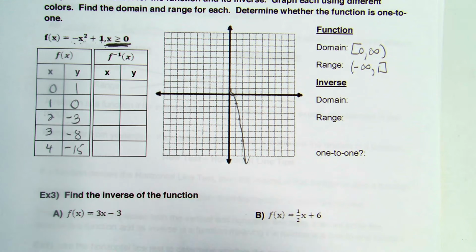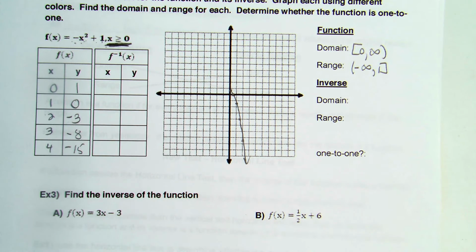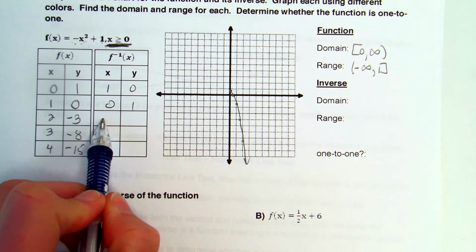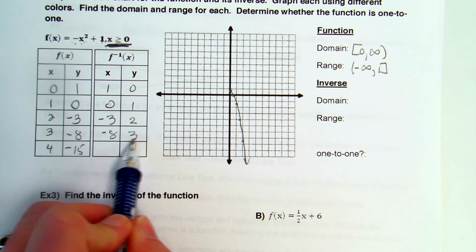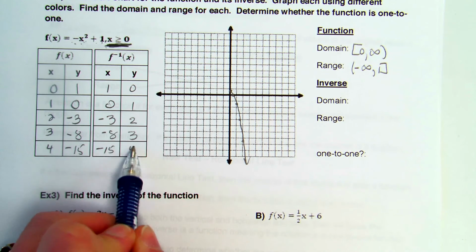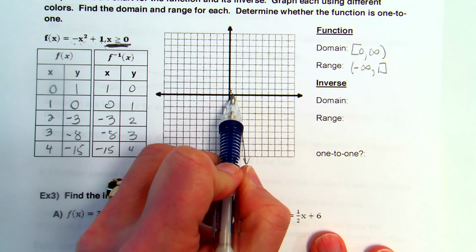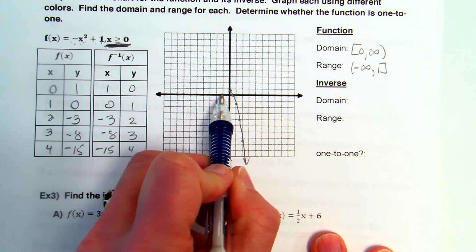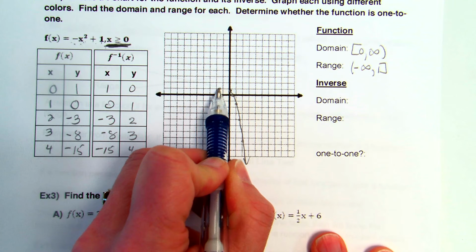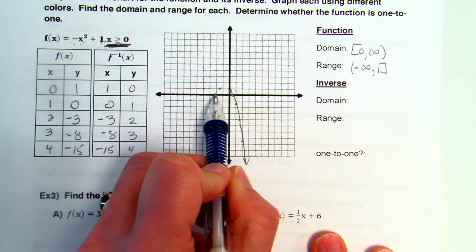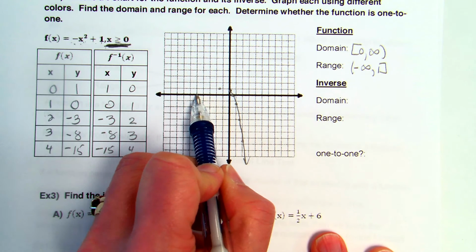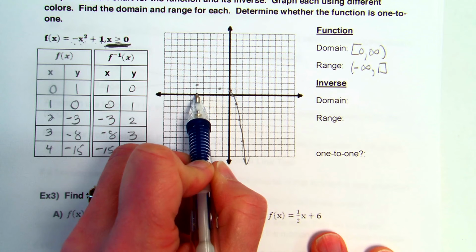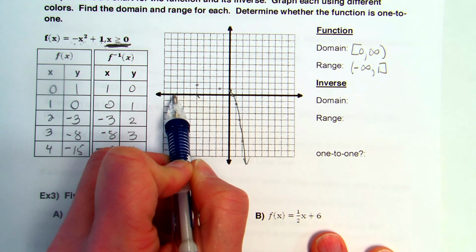All right, I'm going to come over here. I'm going to reverse my values. I'm going to swap the x's and y's. So I have 1, 0, 0, 1, negative 3, 2, negative 8, 3, and negative 15, 4. So I'm going over 1, up 0, over 0, up 1, over negative 3, up 2, over negative 8, 2, 4, 6, 8, up 3, and negative 15, here's negative 8, 10, 12, 14, 15, up 4.